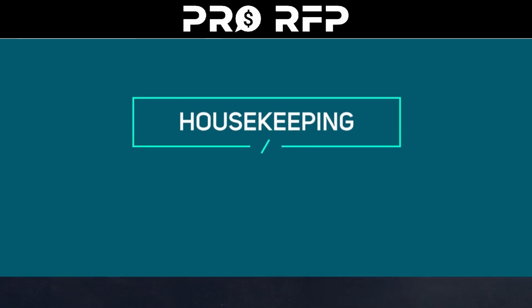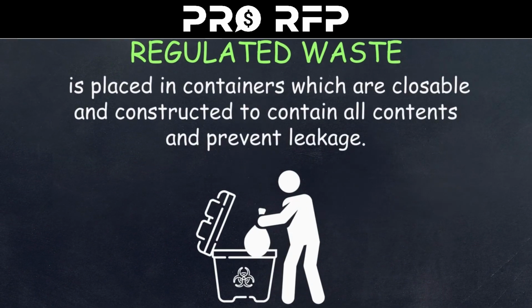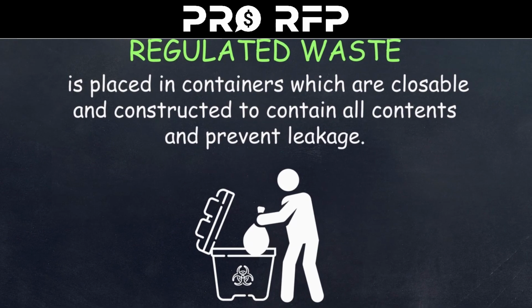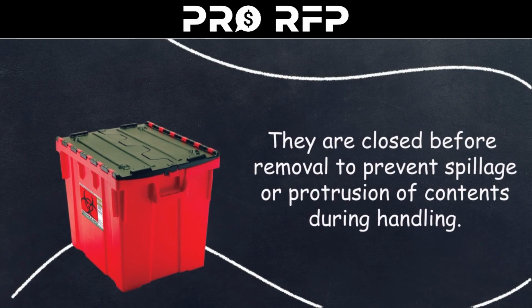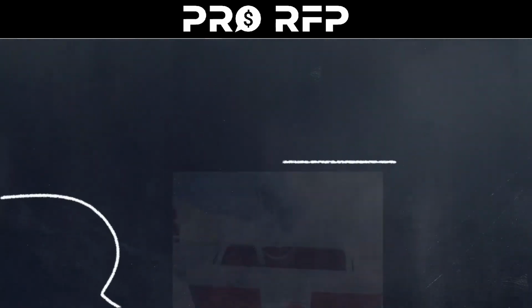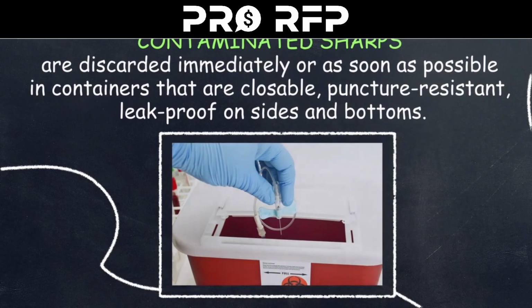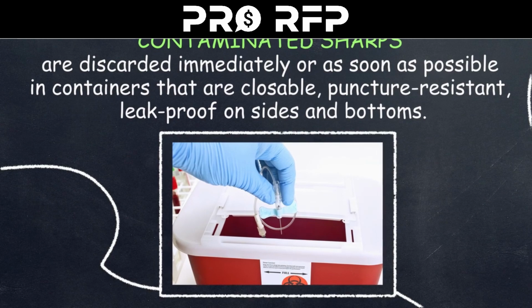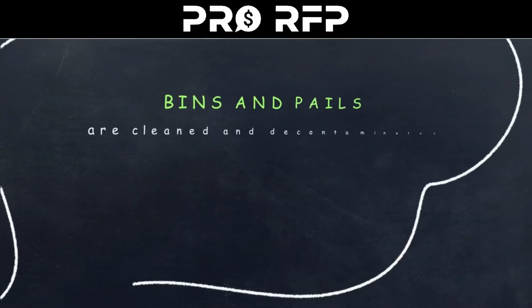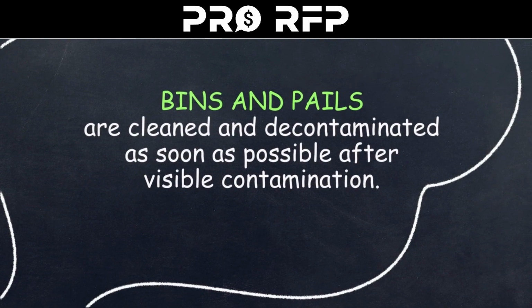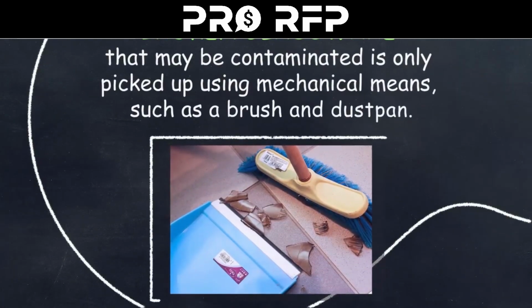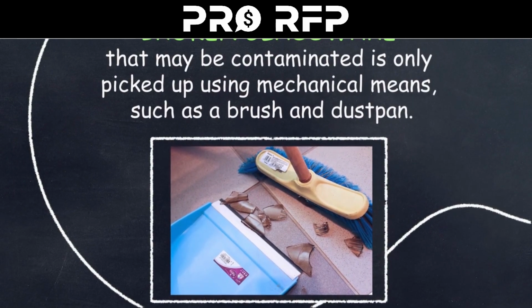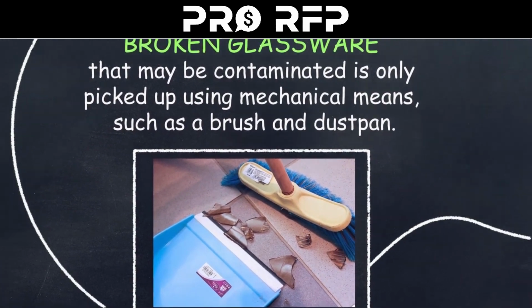Housekeeping. Regulated waste is placed in containers which are closable and constructed to contain all contents and prevent leakage. They are closed before removal to prevent spillage or protrusion of contents during handling. Contaminated sharps are discarded immediately or as soon as possible in containers that are closable, puncture-resistant, and leak-proof on sides and bottoms. Bins and pails are cleaned and decontaminated as soon as possible after visible contamination. Broken glassware that may be contaminated is only picked up using mechanical means, such as a brush and dustpan.